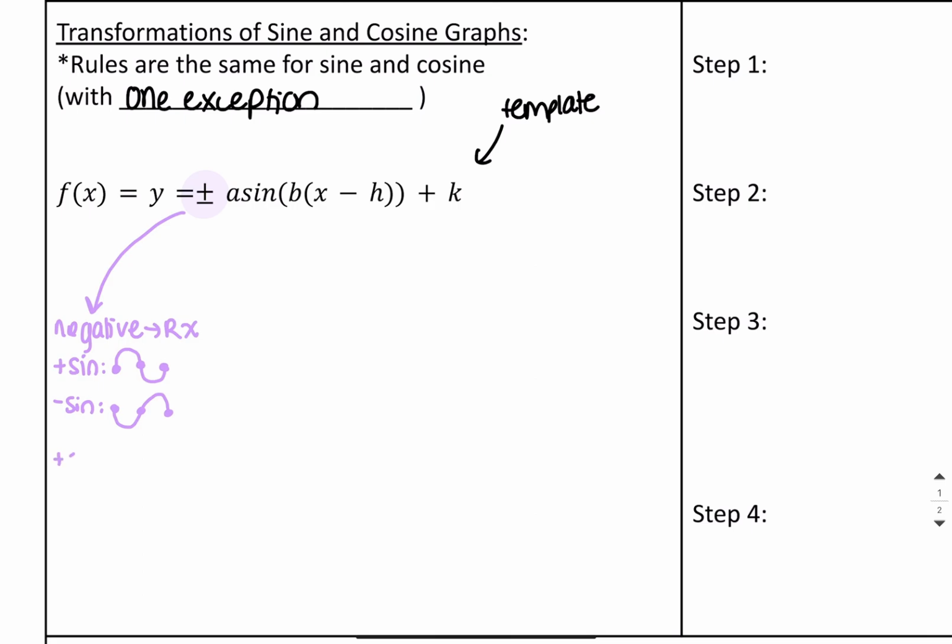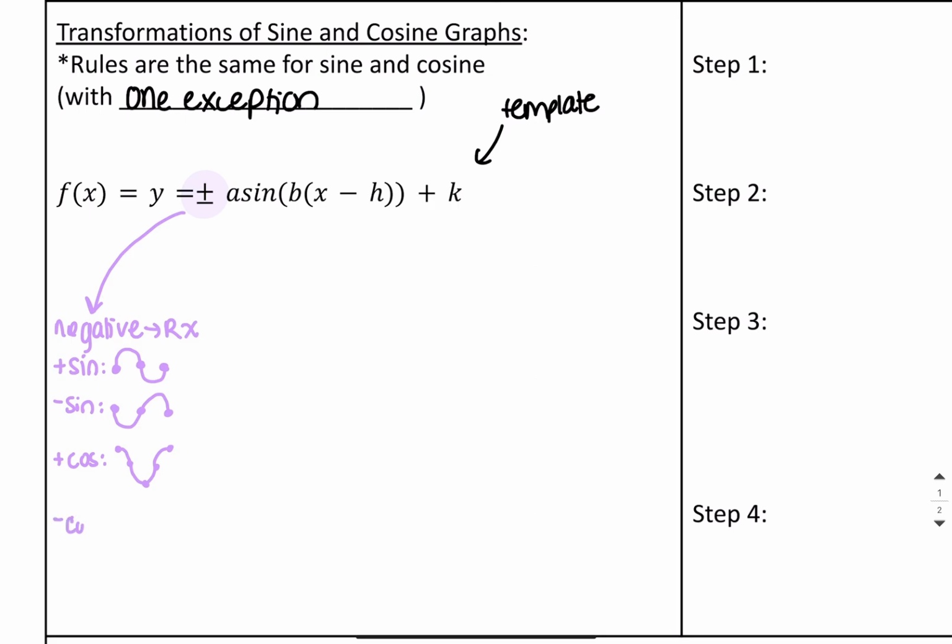For positive cosine, it's going to look like the parent function, which means it starts at the maximum. Then it goes to the middle, then it goes down to the minimum, then it goes back to the middle, then it goes back up to the top. So it looks like a curve like this, like a C shape. So it starts at the maximum, and then it goes down.